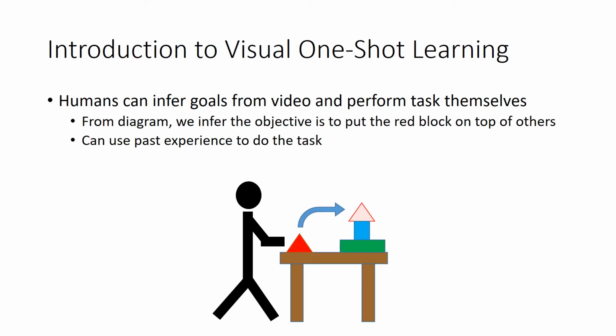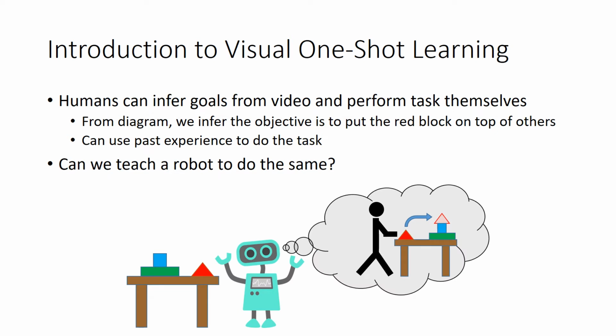Humans can easily visually imitate. For example, if you saw someone stacking blocks on top of each other, you could perform the same task yourself. Can we teach robots to do the same? Specifically, what sort of visual representations are needed to do this?